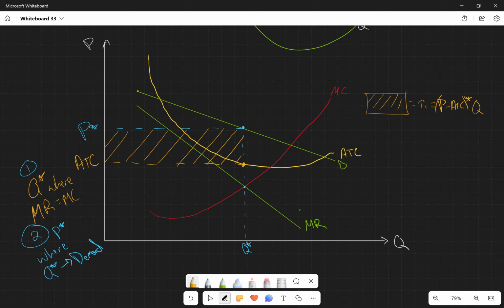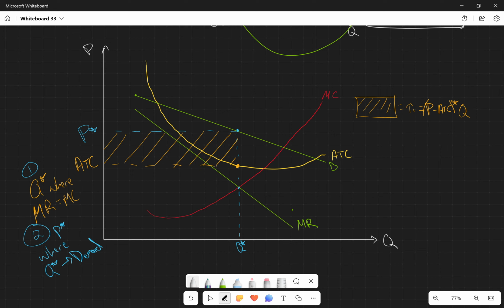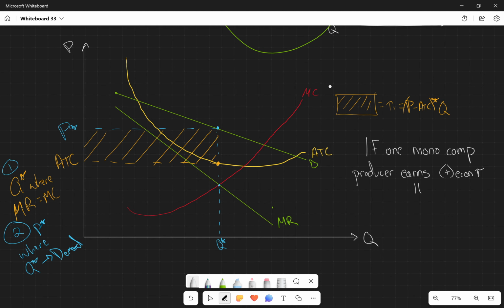So now that this is happening, the question becomes, what is next? Well, similar to perfect competition, when there's free information here, so it's not as opaque, and so if one monocomp producer earns positive economic profits, then other firms will be tempted to enter the market.